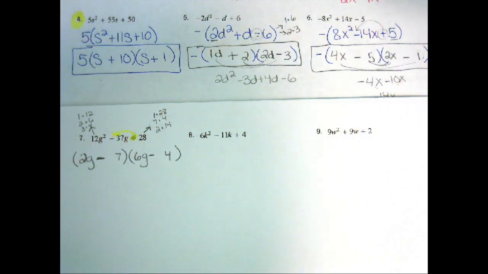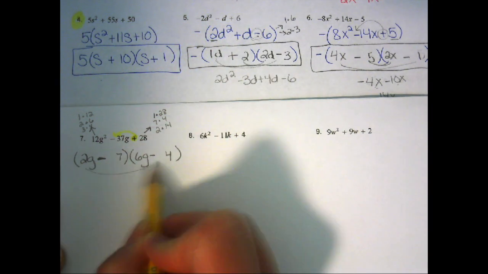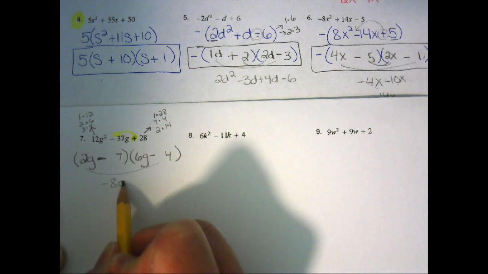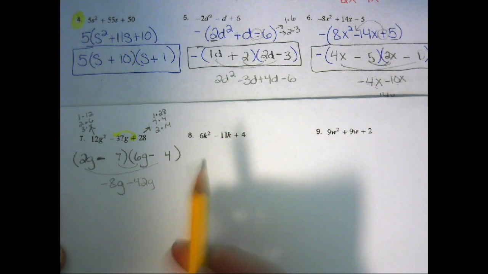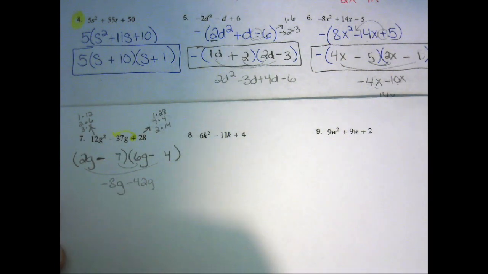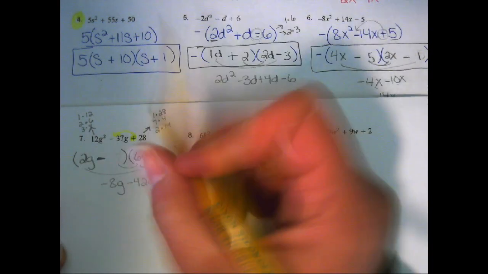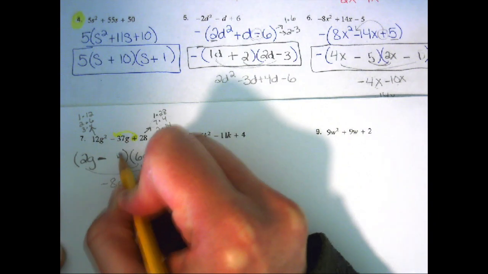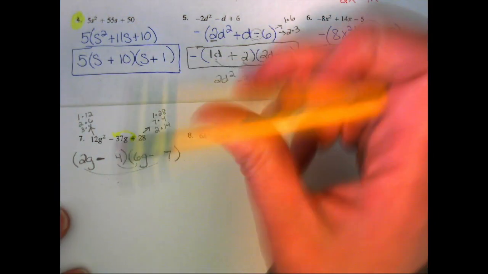Okay. Now what we've got to do here is check our outers and our inners to see if we can come up with this negative 37. So this will be a negative 8 and this will be a negative 42. Well, I can already tell that's too big. So how about let's switch the 7 and the 4. Let's put the 7 here and the 4 here. And notice how I'm using a pencil. You really need a pencil in this lesson.